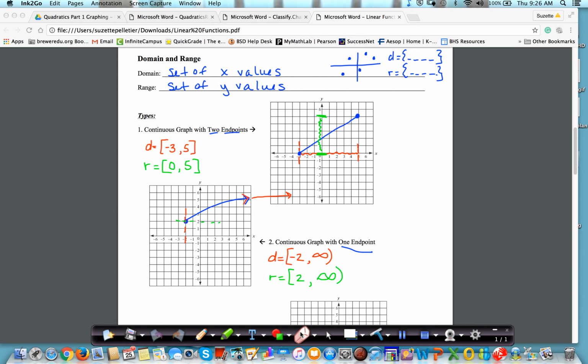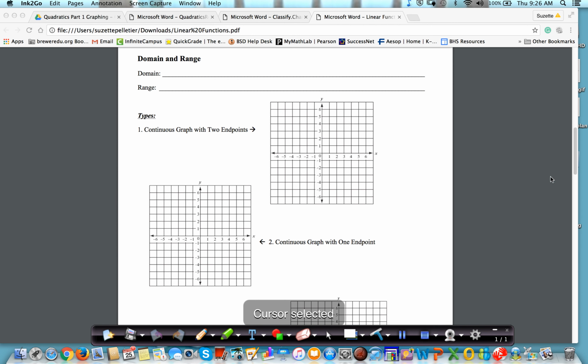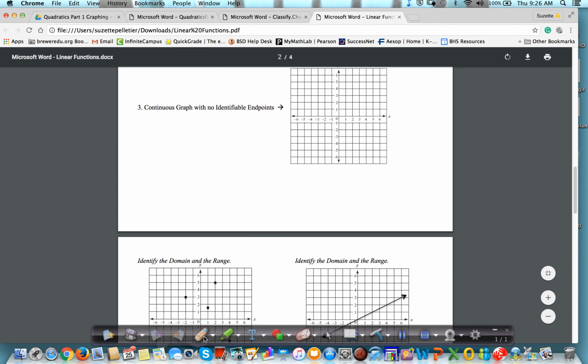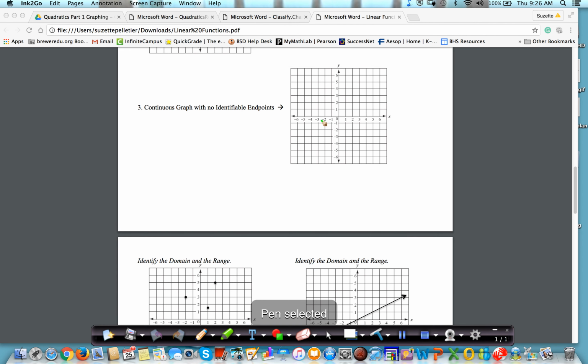Let's look at that last example, where we have a continuous graph with no identifiable endpoints. So that's going to look similar to maybe something like a parabola. Something like this. Continues on in both directions forever and ever.